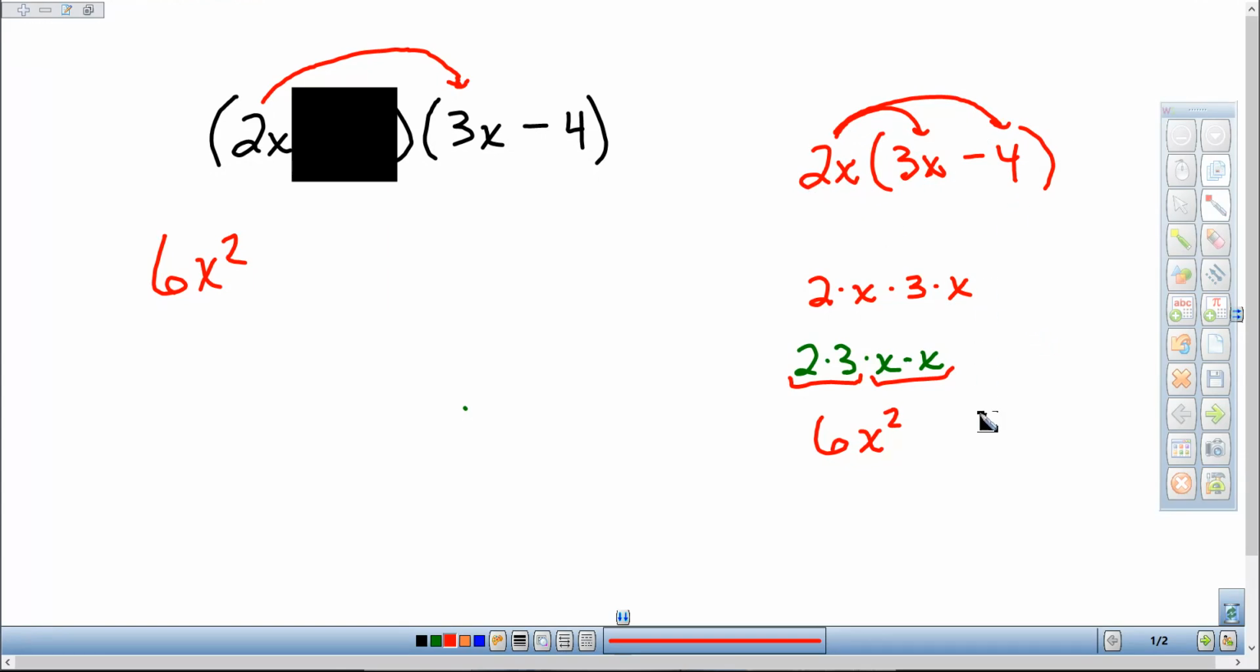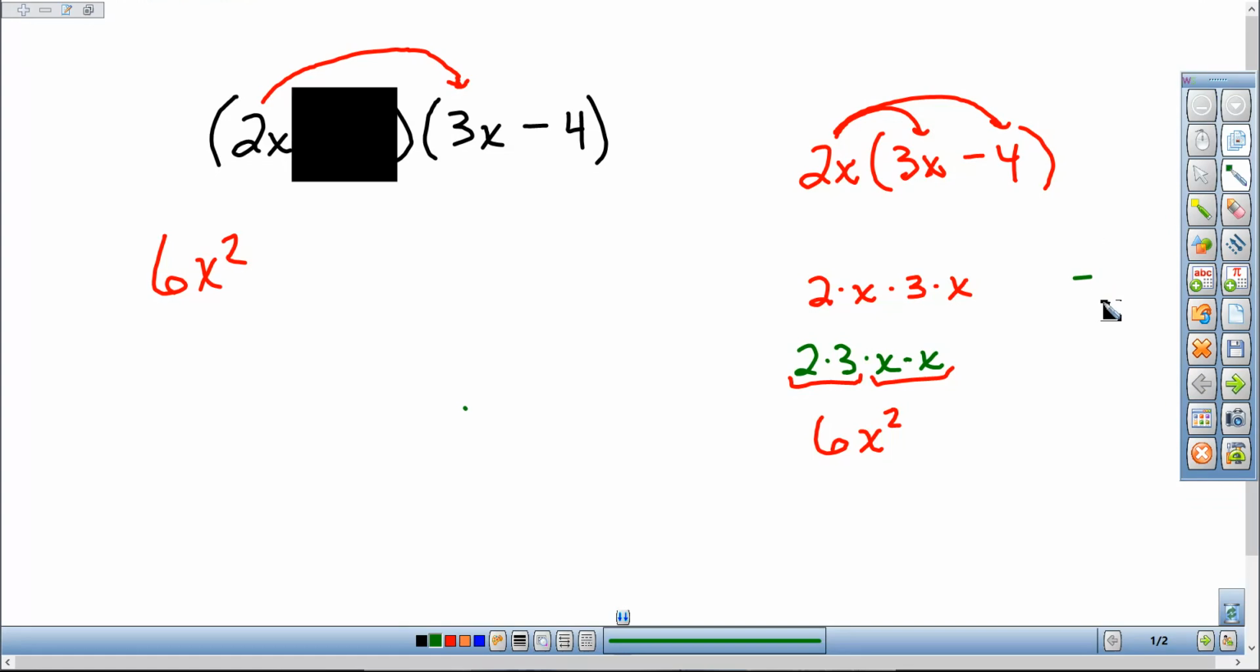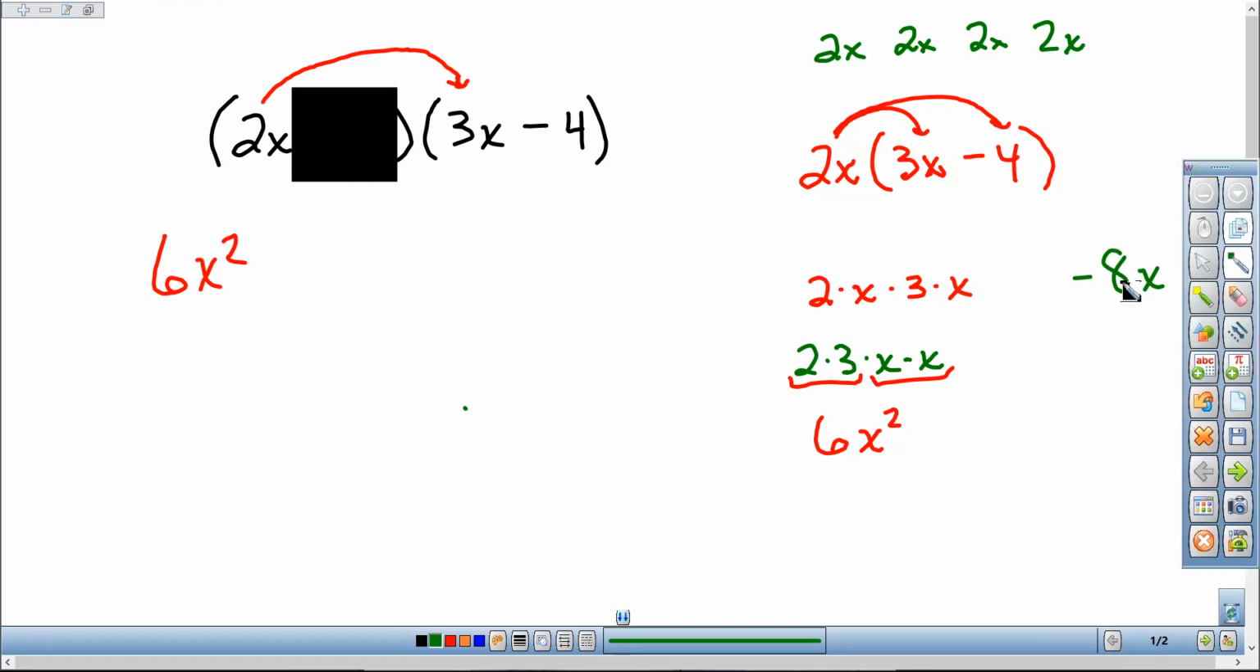2x times negative 4. Now this is a multiplication that we have done pretty frequently. First of all, it's a positive times a negative value. I want you to understand that that's negative. We have 2x, but we have 4 2x's. So if I wrote it out, it would be like 2x and another 2x and another 2x and another 2x. And if we put all of those together, how many x's would I have? The answer there is 8. So it's negative 8x, and that would be my second term.